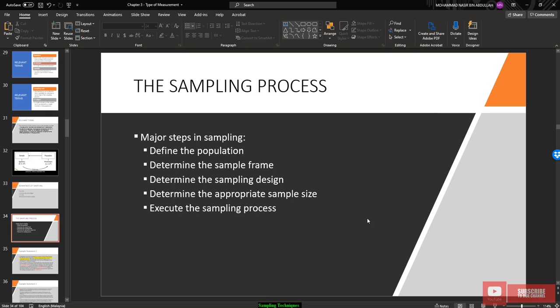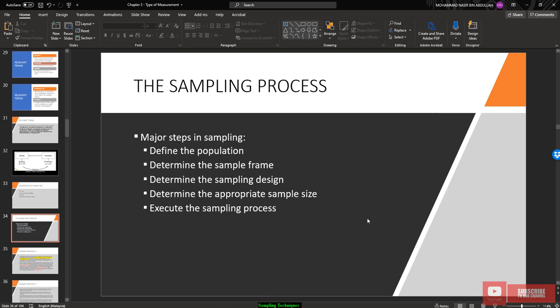Once you already have the sampling frame, then you need to determine the sampling design. The sampling design can be either a probabilistic sampling technique or a non-probabilistic sampling technique. This is what we're going to discuss now. Next, determine the appropriate sample size.